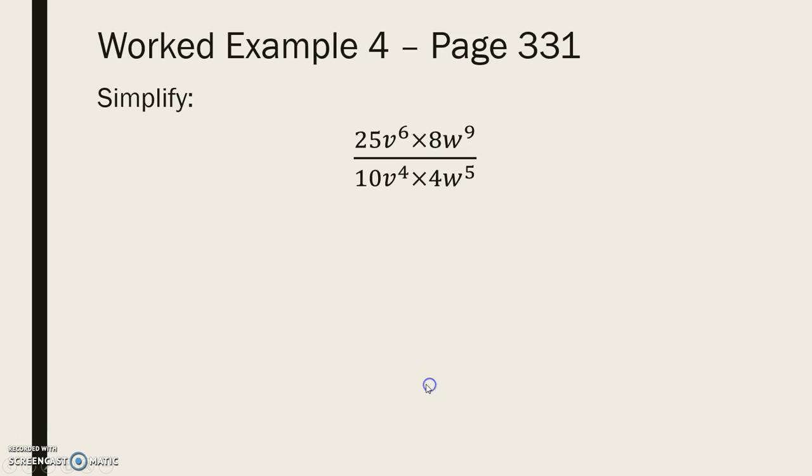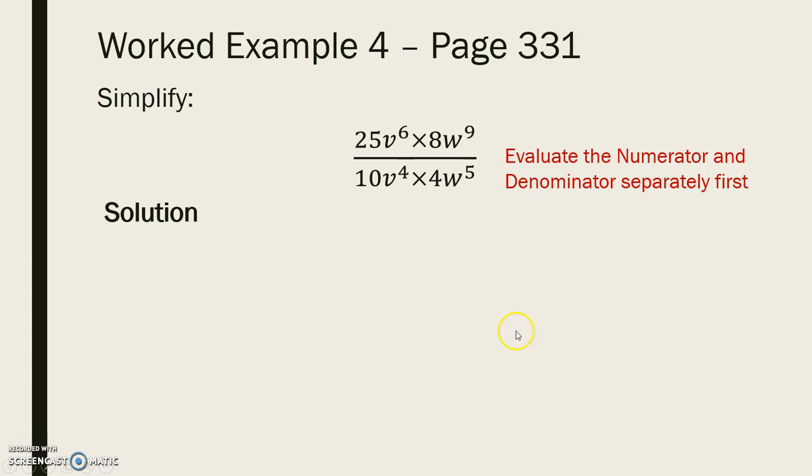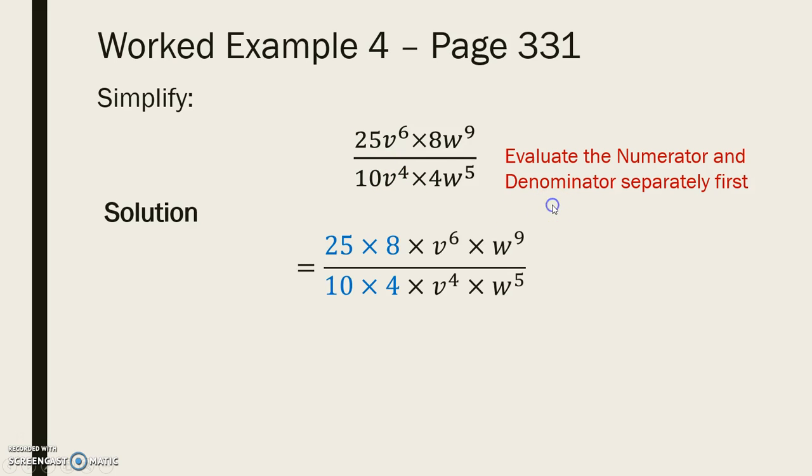Here's another example. This one is a little bit more complex in that it allows us to combine a couple of the rules together. So let's look at what that does. When you've got multiple expressions on the numerator and multiple expressions on the denominator, it's often recommended to work out the numerator separately and the denominator separately and then try and put them together. So let's see how we go.